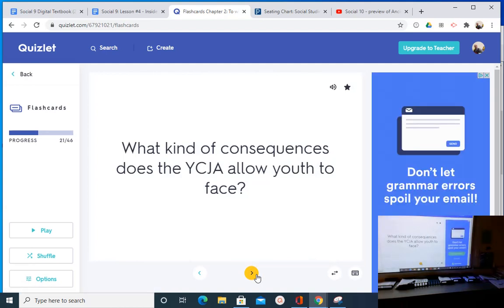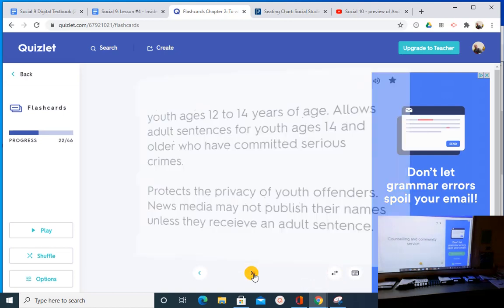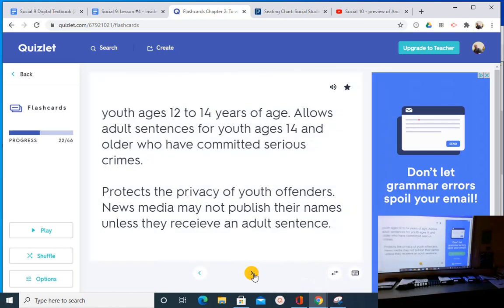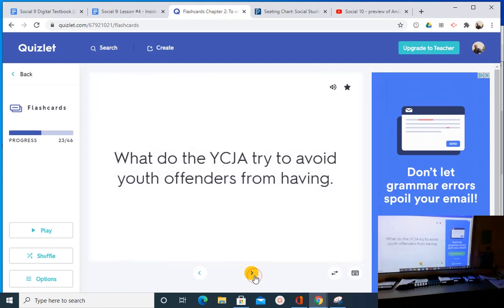What kind of consequences does the YCJA allow youth to face? Counseling, community service, and things like that. For youth ages 12 to 14, it allows adult sentences only for those who've committed serious crimes. And it also protects your identity, so you can't be released in the media. So in what ways does the YCJA prohibit adult sentences and protect youth rights?